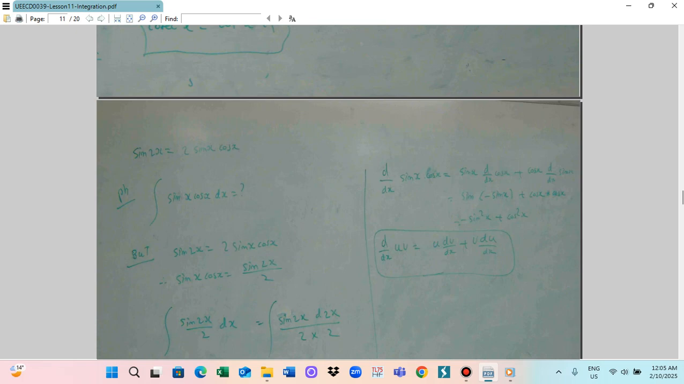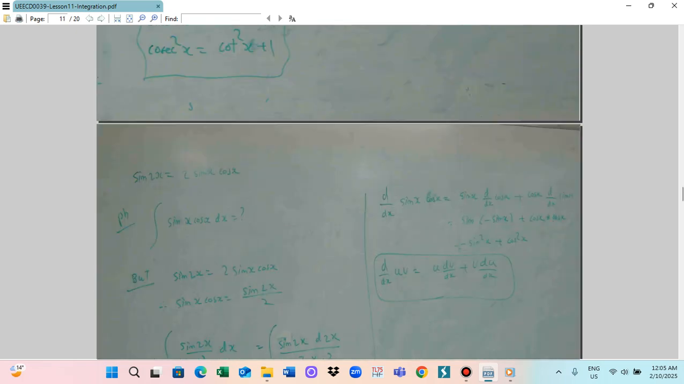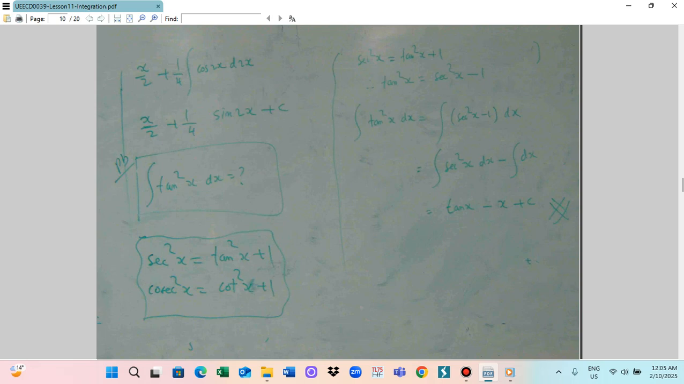From here you have to find the tangent squared 3A. So tangent squared 3A is equal to secant squared 3A minus 1. Then we substitute: instead of tangent squared 3A, you can now substitute secant squared 3A minus 1, with dA. So this is the integration of secant squared 3A dA minus the integration of dA.